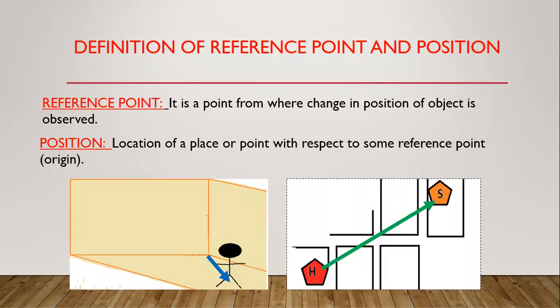If you see some more examples of reference point and position, in the picture on the left, it is you standing in the middle of the room. So your position in the room will be taken from the reference point that is the corner of the room. In the second picture, H represents your home, S represents your school. So if somebody asks you, where is your school from home? What is the position of it? So it's very easy for you. H will be your reference point and you will be telling that your school is towards the northeast from home.